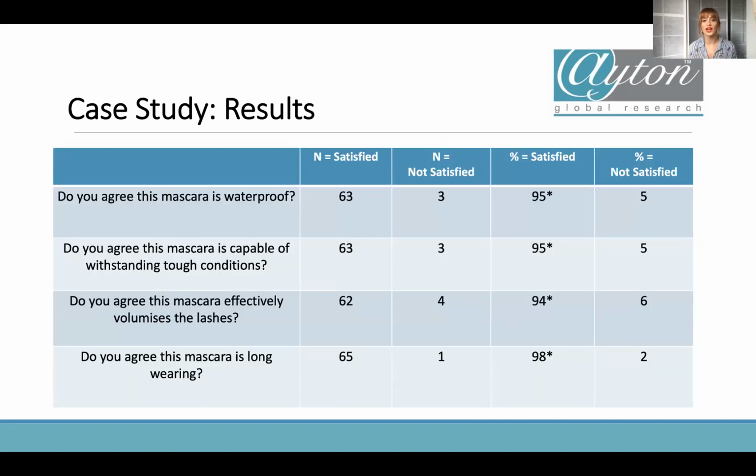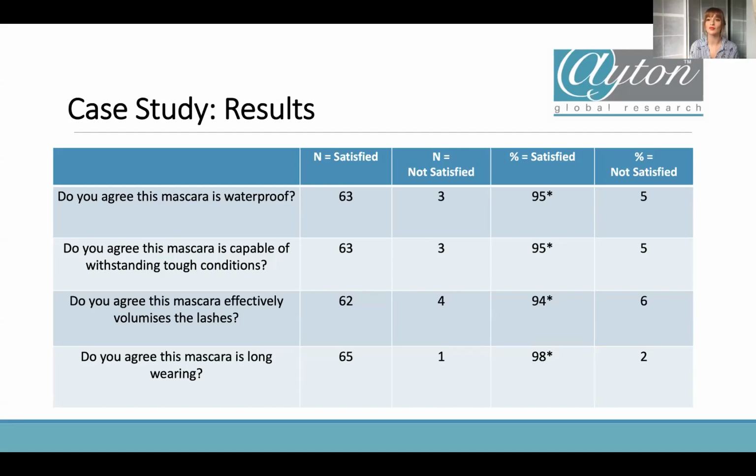And what did the results look like in this case? So did people agree that the product was waterproof? 95%, hugely popular. Do you agree that mascara is capable of withstanding tough conditions? 95%. 94% said it effectively volumized the lashes, and 98% said it was long wearing, which is fantastic because they had to wear it for those 8 hours every day.